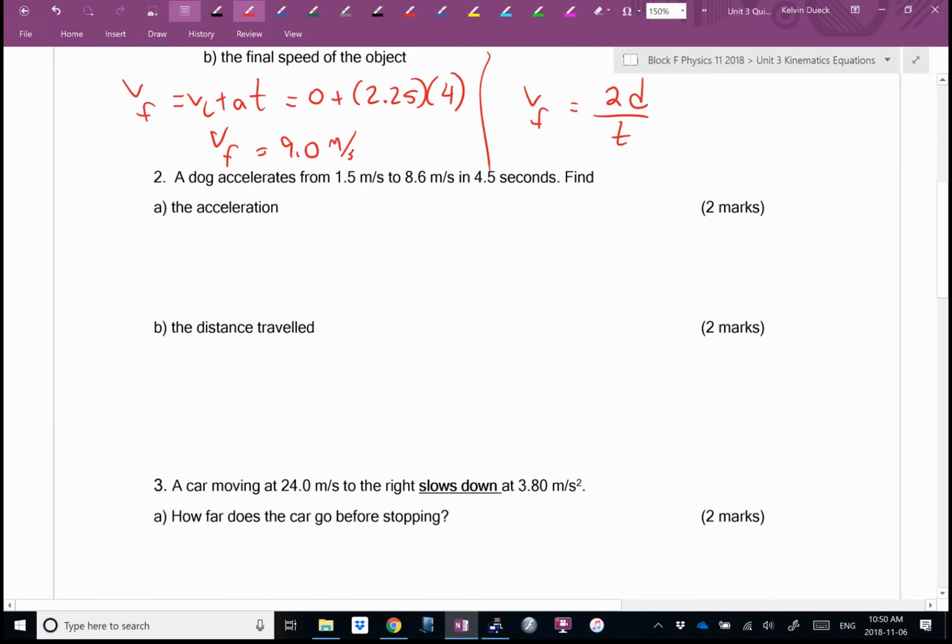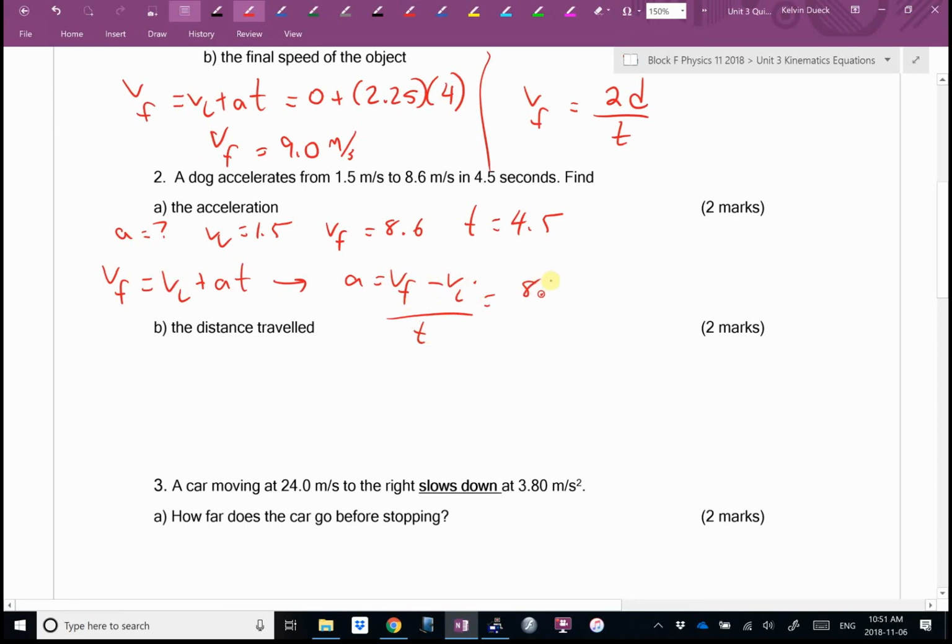Dog accelerates from 1.5 to 8.6. Find the acceleration. A equals question mark. VI is 1.5. VF is 8.6. T equals 4.5. Did you all start out with VF equals VI plus AT? And then hopefully you said A equals VF minus VI over T, which is going to be 8.6 minus 1.5 all over 4.5.